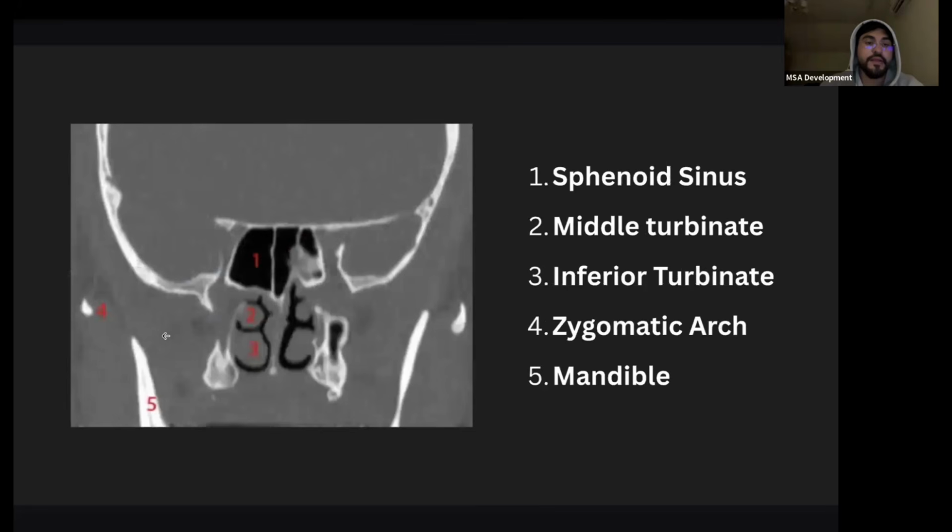Okay. All right. So this is your sphenoid sinus. This is the middle turbinate. This is the inferior turbinate. Okay. This is your zygomatic arch. Okay. This is the mandible. Okay.